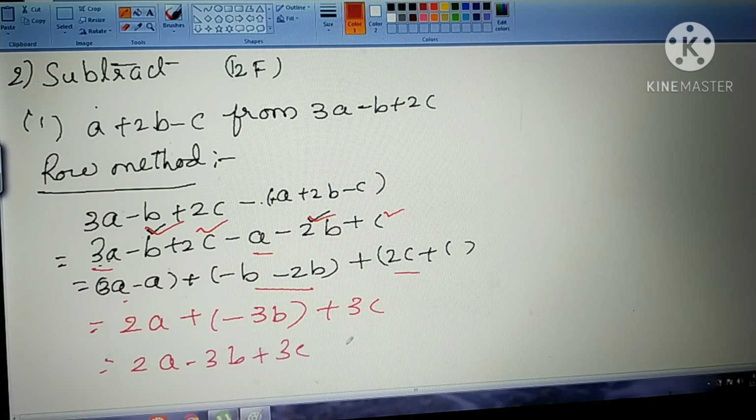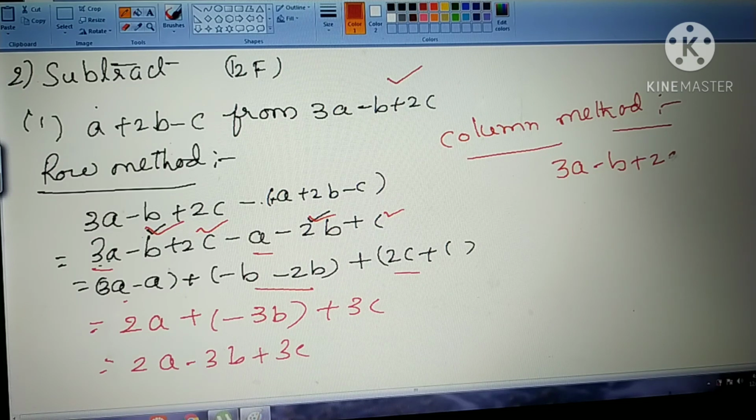Okay. Now for this same problem we will do it in column method. Observe carefully. Okay, column method I am doing. Now what we have to do? We have to write from first expression. What is the expression we have to write? This one. Why? Because from this expression only we have to subtract. So I am writing this one first. After that, which one we have to subtract? a plus 2b minus c.